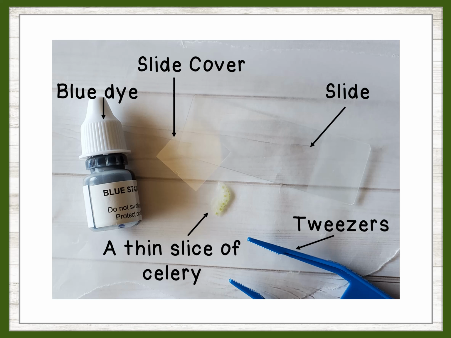You can make your own blue dye at home by diluting blue food coloring with water. In a small jar or a container, add 5 to 10 drops of food coloring. Then add the same amount of water, 5 to 10 drops. Also, be sure your celery sample is as thin as possible.